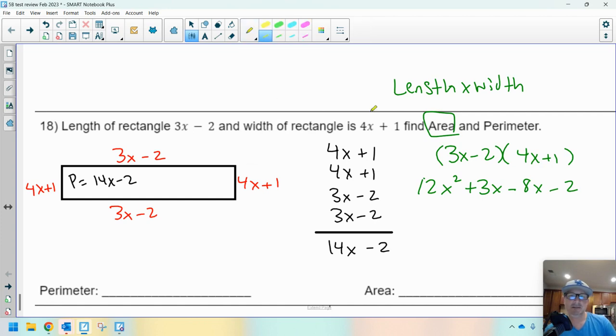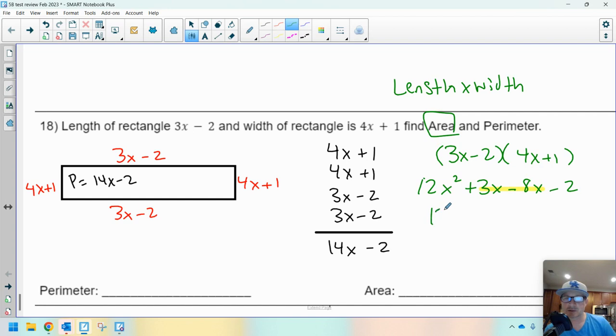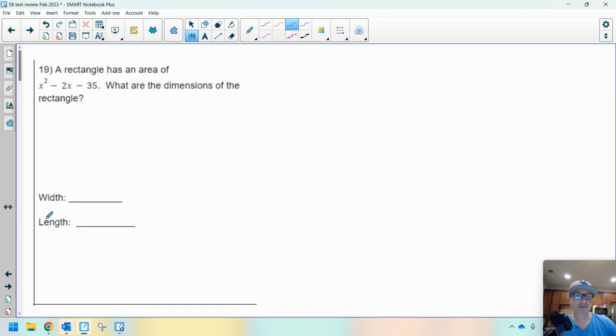We do have like terms that we can combine. Those middle terms are like terms. So our answer is 12x squared minus 5x minus 2. All right, and that's what you would write down here, and you guys can do that. All right, that was 18. And I think we have to go to the next page for 19.